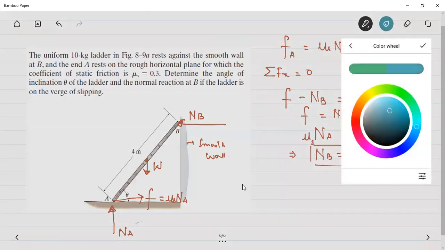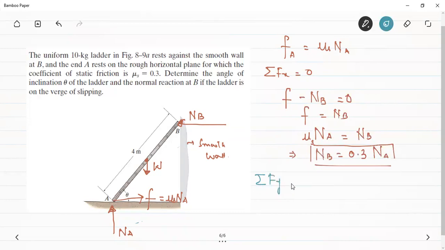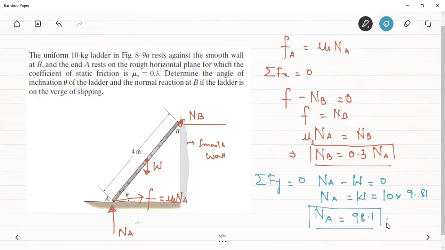We can apply the equilibrium condition in the y direction. Summation of forces in the y direction should be equal to 0. In the y direction, NA is in the upward direction minus the weight of the slider in the downward direction, so this has to be 0. Therefore, NA should be equal to the weight of the slider. The mass of the slider is given as 10, so the weight is 10 into 9.81. So the normal reaction at A should be equal to 98.1 newtons.